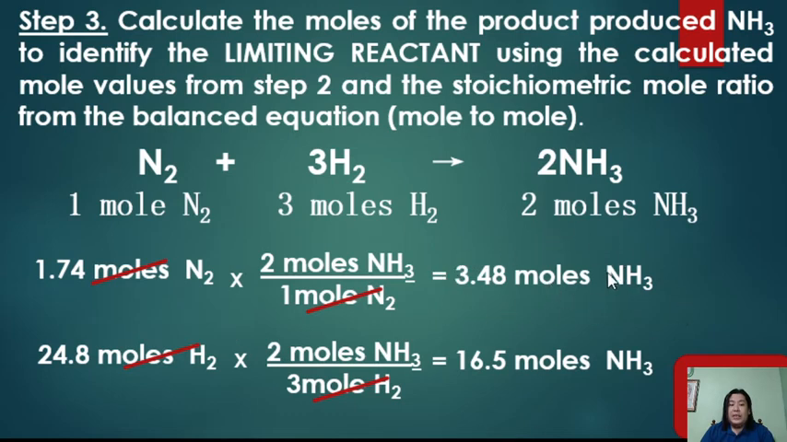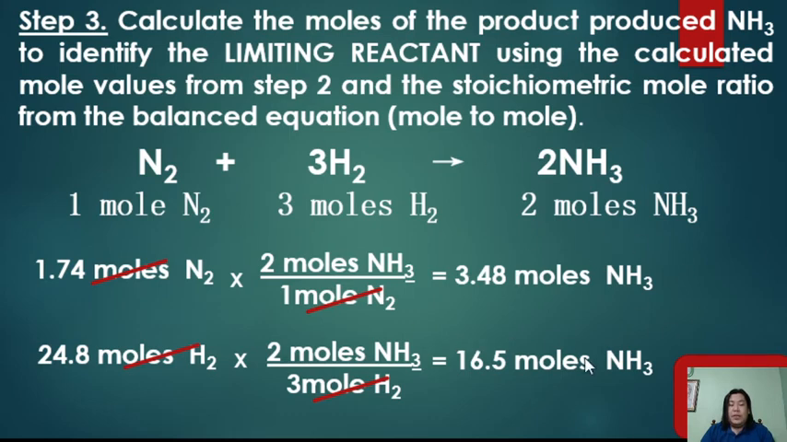Then take note, in writing your final answer, our rule is to follow the number of significant figures of the starting amount. So 1.74 has 3 significant figures. Therefore, your final answer will also have 3 significant figures, which is 3.48 moles. The same with hydrogen gas, 24.8 has 3 significant figures, and then your final answer is 16.5 moles of ammonia, which has 3 significant figures also.